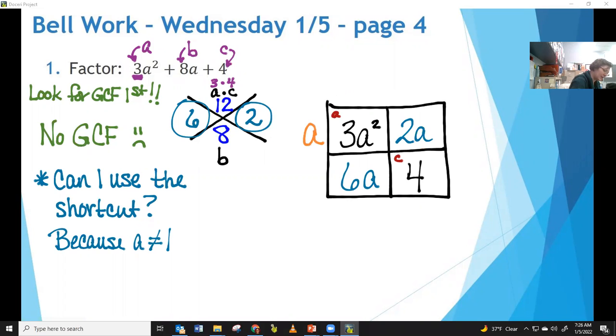Okay, now let's come down here to the bottom 2 boxes. It doesn't matter where you start. You only want to look at 2 boxes at a time though, and we don't go diagonal. What goes into the bottom 2 boxes? 2. Is that going to be a positive 2 or a negative 2?